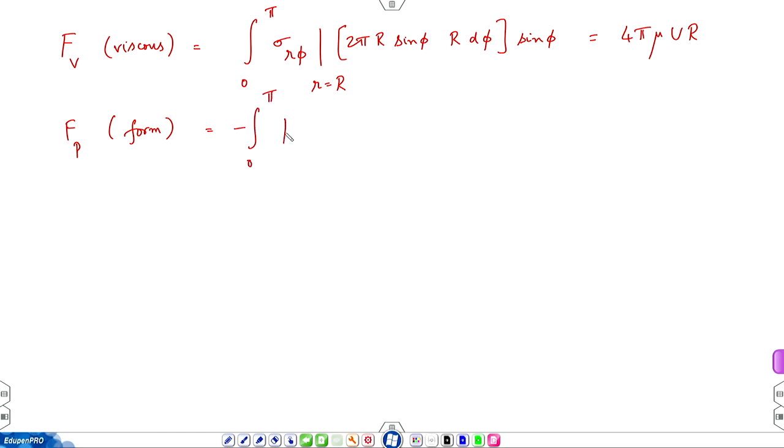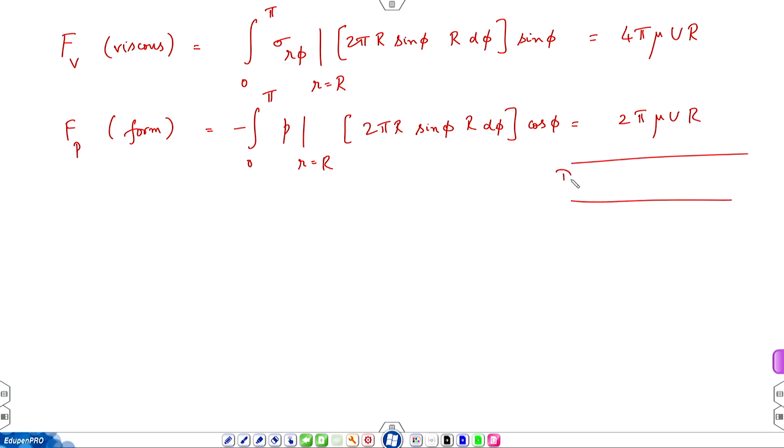So, there was sigma rr, which is minus p at r equal to capital R. Then the area element, and then the component, which turns out to be 2 pi mu u r, and so drag is equal to 6 pi mu u r, which is called Stokes' law. The reason it is elevated to the status of a law is because it is one of the earliest solutions of the Stokes equations. Of course, the solution becomes important only if it matches experiments.